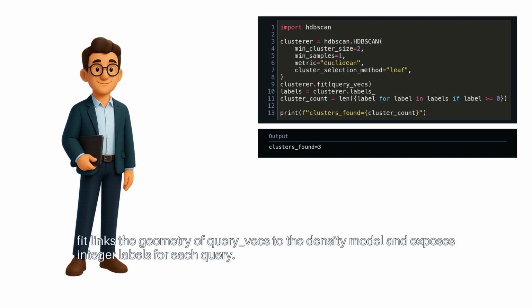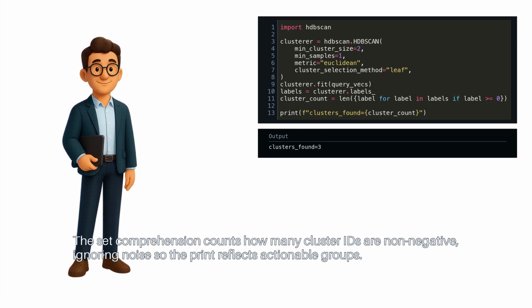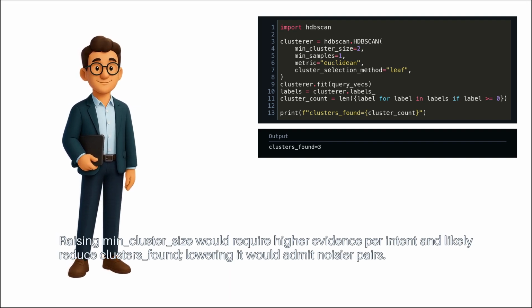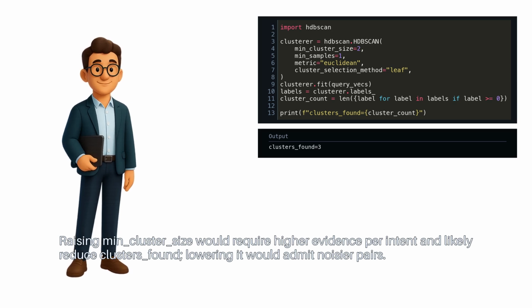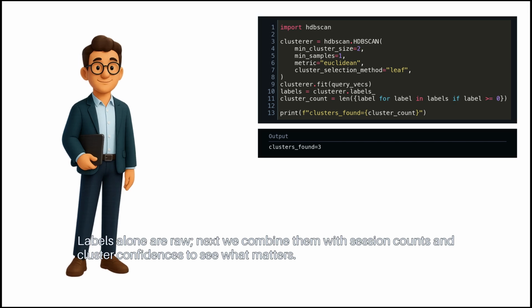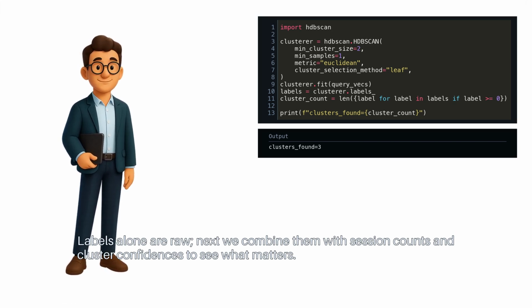Fit links the geometry of query_vecs to the density model and exposes integer labels for each query. The set comprehension counts how many cluster IDs are non-negative, ignoring noise so the print reflects actionable groups. Raising min_cluster_size would require higher evidence per intent and likely reduce clusters found. Lowering it would admit noisier pairs. Labels alone are raw. Next, we combine them with session counts and cluster confidences to see what matters.